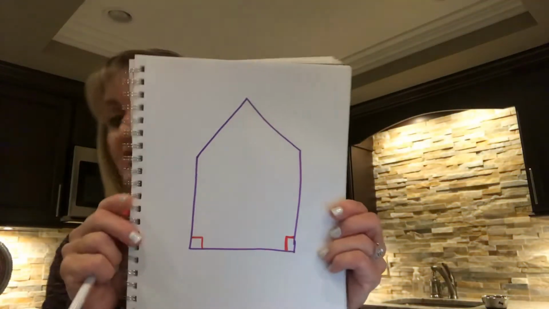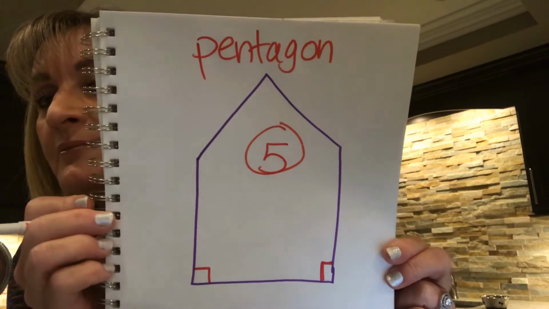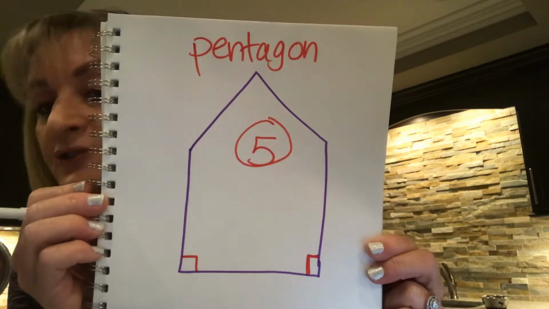Okay, so all you need is a shape in your mind, and a piece of paper. So I would say to you, I spy a shape that has 5 sides. They are all straight lines, and there are 2 right angles. What's my shape? What is it called? Does anyone remember? I'm going to write it down. Pentagon. 5 sides, all straight lines, 2 right angles.